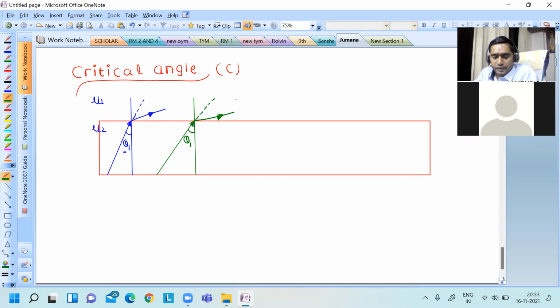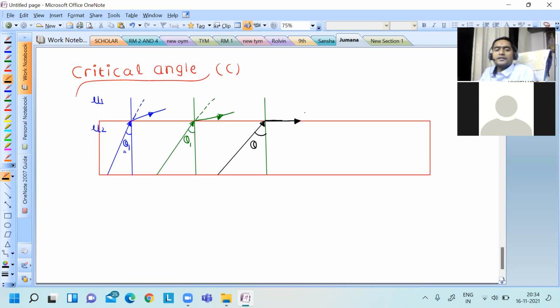Now let me further increase this angle of incident light. As you can see, I keep increasing my angle of incidence. But this time I increase it to a certain limit, so I am getting this kind of refraction.